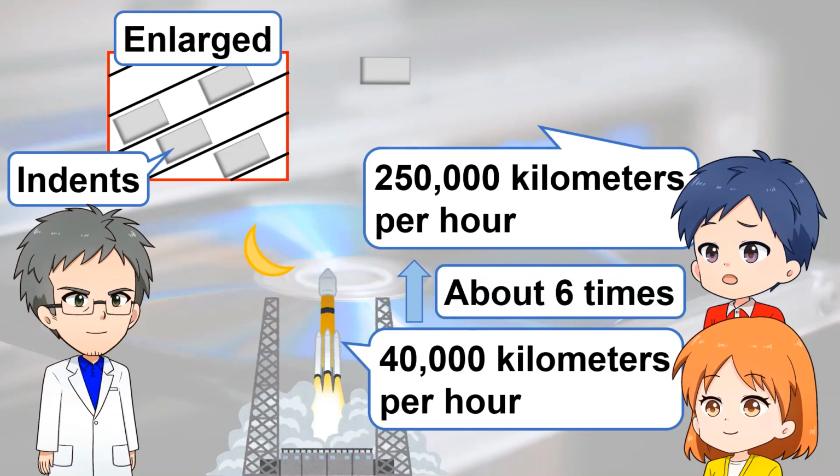How can a 1-cent coin fly 6 times faster than a rocket? This is past my imagination. Isn't the world of computers fascinating?